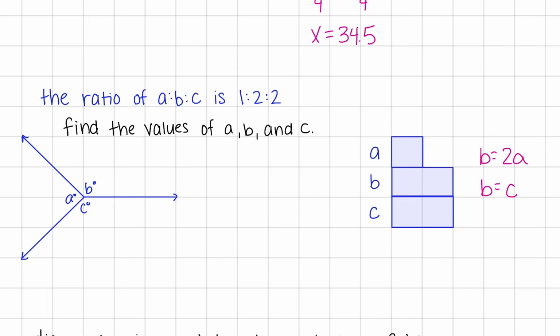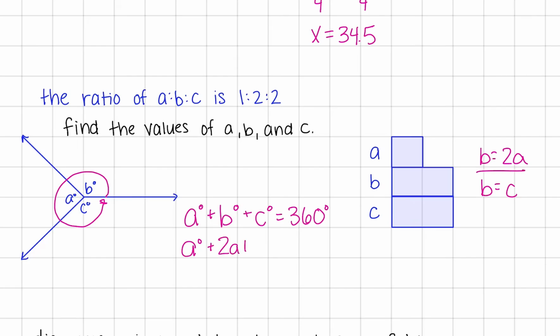We also know, what do we know about the values of A, B, and C? Well, they are all angles at a point. So the degree of A plus B plus C equals 360 degrees. So we can substitute in. We know that A is A, right? Because A is 1A. B is 2A, and C is the same as B. So we can add A plus 2A plus 2A is 5A equals 360. So A, divide both sides by 5. A equals 72 degrees.